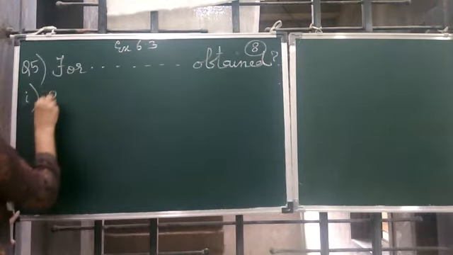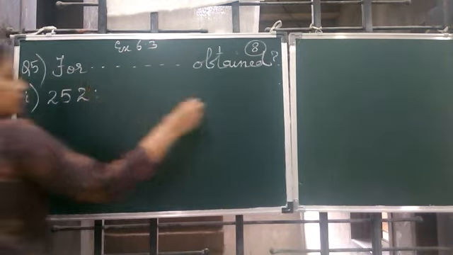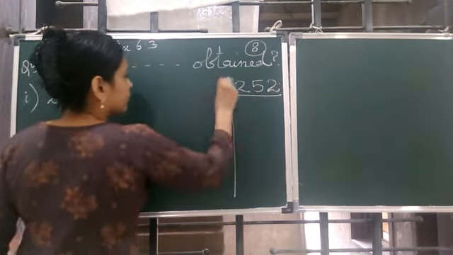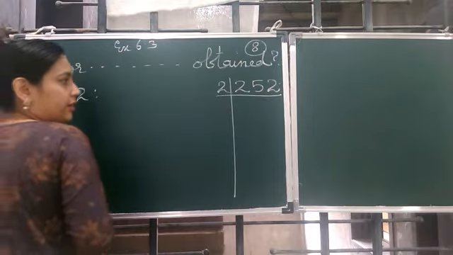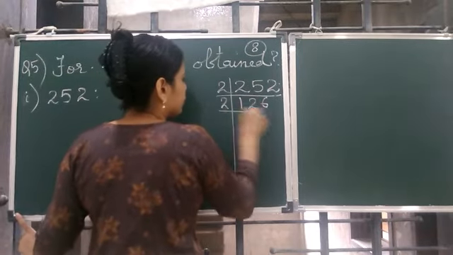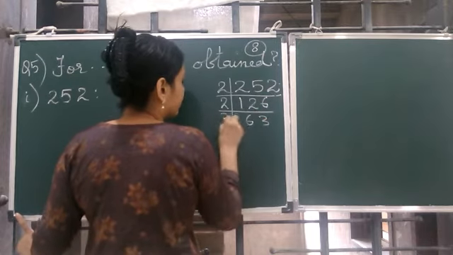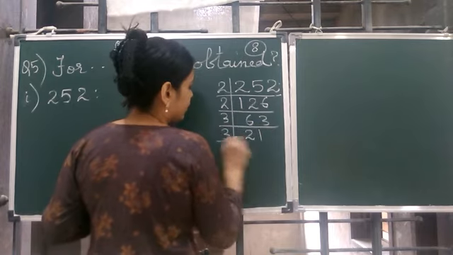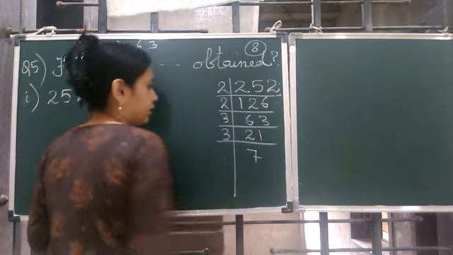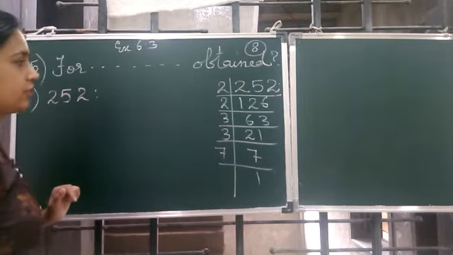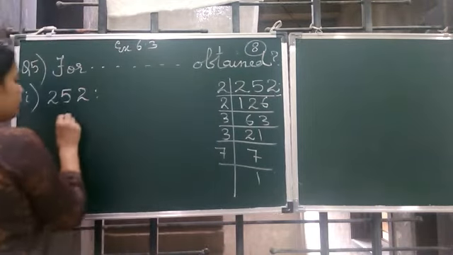First one is 252. Since it's an even number, it will go by 2. Last digit is even. 2 1s are 2, 2 2s are 4, 6 are... Still it will go by 2. 6 are, 3s are. Now it will go by 3. 3 2s are 6, 1s are, and 3 7s are 21. Now you see, you have got the prime factorization of 252. You put it under root.